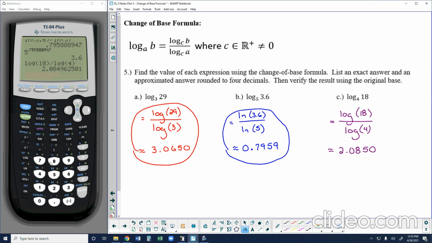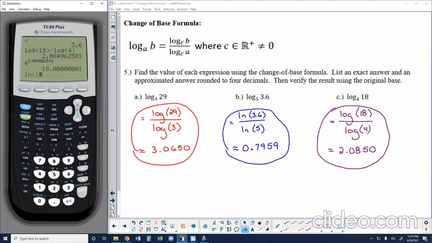So again, I can check this by saying 4 to this power that I just came up with. Is that 18? And yes, it is. I have a slightly rounded answer here. But these would be equivalent expressions for the expression given. This would have also worked if I used the natural log. So if you wrote this as the natural log of 18 over the natural log of 4, you can see that we would have the exact same rounded response and still be equivalent expressions.